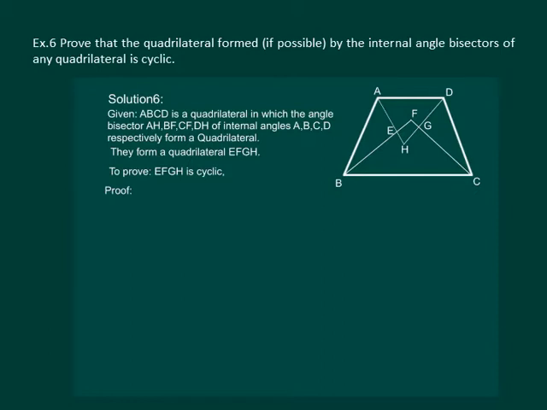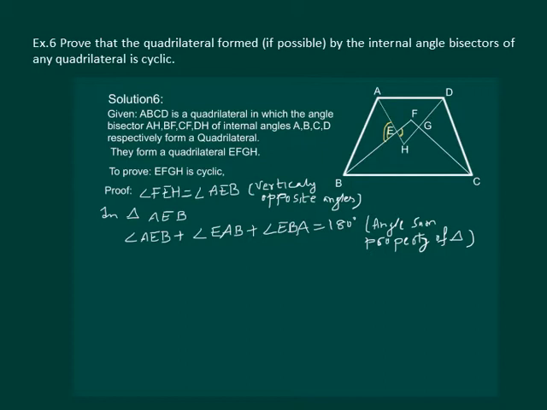Angle FEH is equal to angle AEB. Why? Because angle AEB and angle FEH are vertically opposite angles. Now we want to find angle AEB. For that, let us consider triangle AEB.